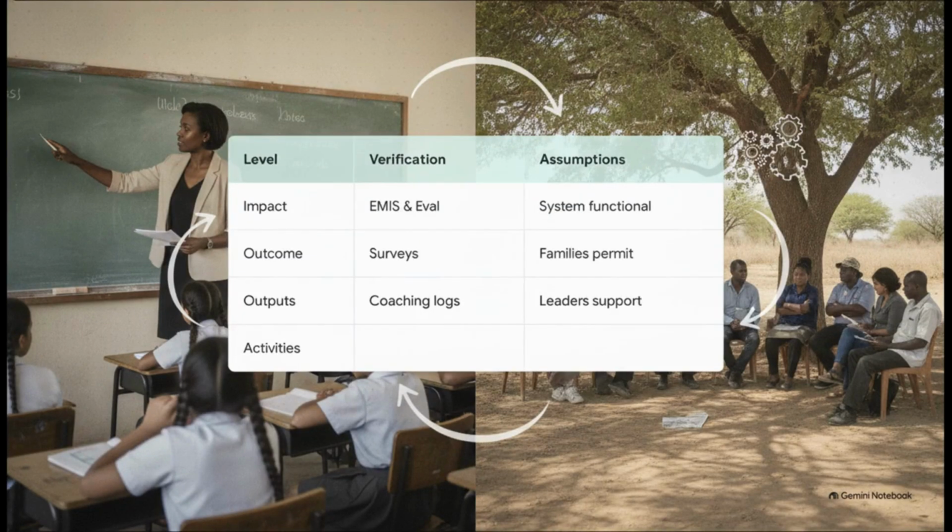Let's go ahead and fill out that final column. I want you to look really closely at the assumption connecting our output to our outcome. Remember, our output is trained teachers. Our outcome is girls attending regularly. For that logical jump to actually happen in real life, we must assume that school leaders support new methods and that families permit girls to attend. If a school leader actively blocks a newly trained teacher from using their fresh skills, the logic just completely breaks. The outcome will totally fail even if your training was world-class.